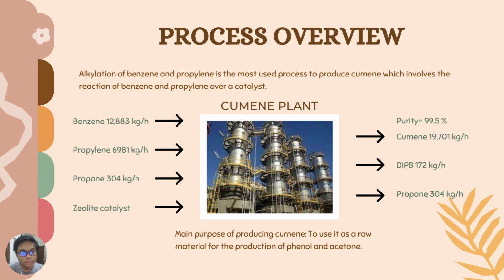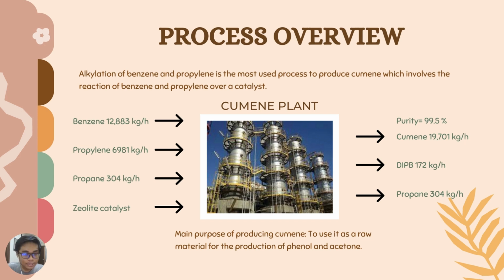So, process overview. Alkylation of benzene and propylene is the most used process to produce cumene, which involves the reaction of benzene and propylene over a catalyst. And our catalyst is zeolite catalyst. The advantage of using this zeolite catalyst is less need for regeneration, which means that the process can run for months without worrying about affecting the selectivity. Second, there is no corrosion to the plant and it is more profitable in terms of the capital cost as well as the operating costs, since the temperature required is lower, which can also increase the shelf life of the reactors.